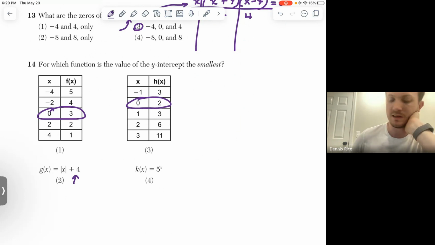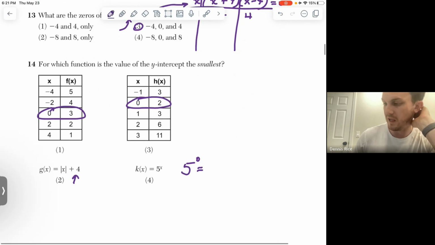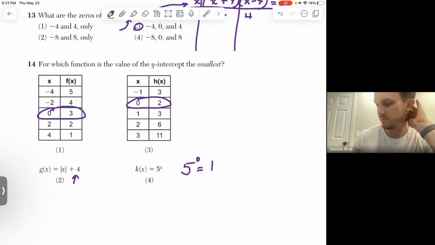And 5 to the x power. This one, you don't even need to touch a calculator. 5 to the x power, you could just plug in a 0. Because remember, y-intercepts are where x equals 0. What is anything to the 0 power? If you're not sure, use your calculator. Don't say 0. 1. So which of these has the smallest y-intercept?